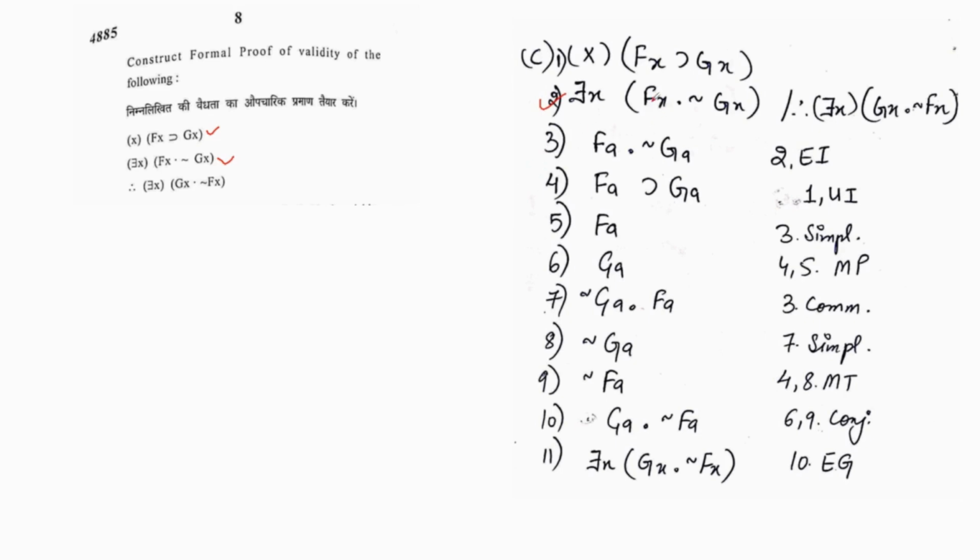यहाँ पे fx dot gx है, so इसको आपने a से replace करके solve किया by using existential instantiation and then universal, और उसके बाद simplification, modus ponens, composition, simplification, modus tollens, conjunction, and last में EG लगा. EG in the sense that existential generalization and you have the solution. So यहाँ पे the only thing which you have to remember is that existential instantiation आपको पहले use करना है, ठीक है. So you have to use this पहले. So this is something which you have to remember.